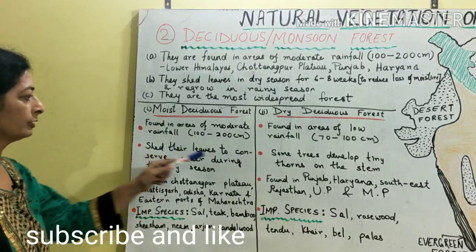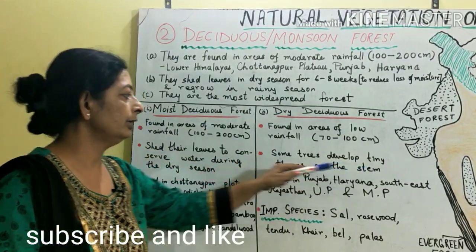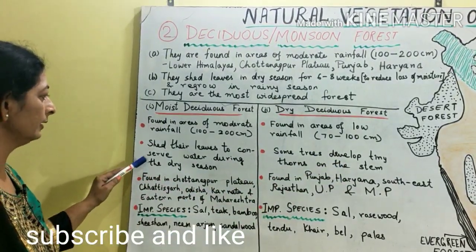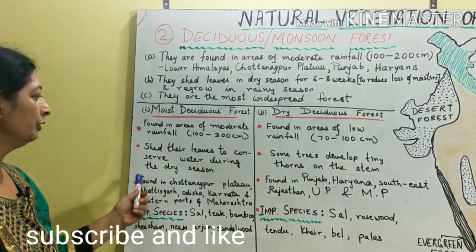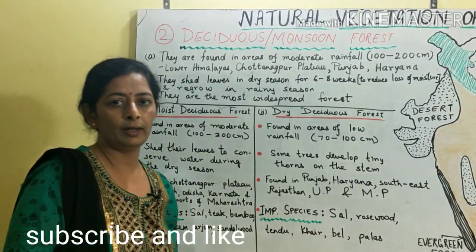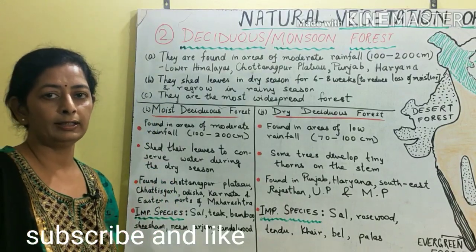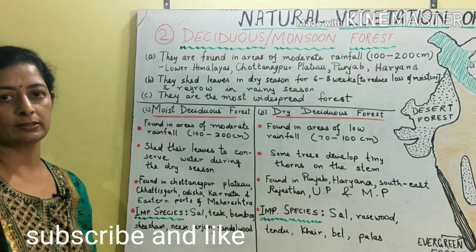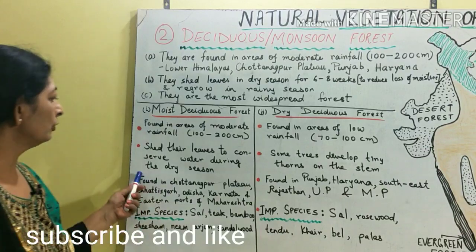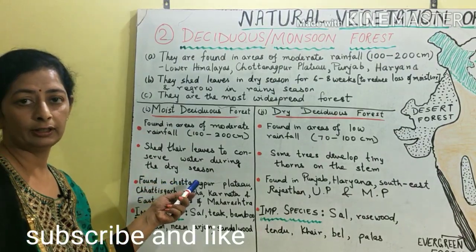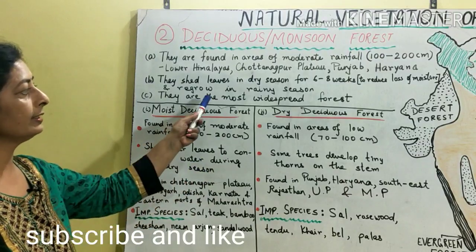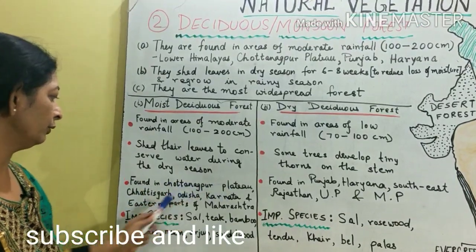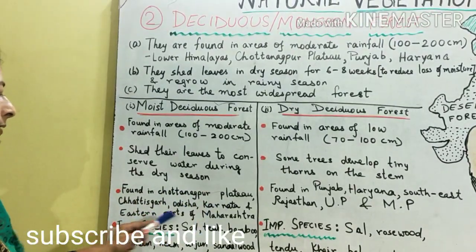In dry deciduous forest, we find that some trees develop tiny thorns on the stem due to loss of moisture. Here in summer season, they shed their leaves to conserve water during the dry season. Just now I said that during the dry season, due to high temperature, the loss of moisture starts. So to reduce that, the trees start giving away the leaves. So we see that there is leaf fall during the summer season, and again in the rainy season they start regrowing. They are also found in Chota Nagpur Plateau, Chhattisgarh, Orissa, Karnataka and eastern parts of Maharashtra.